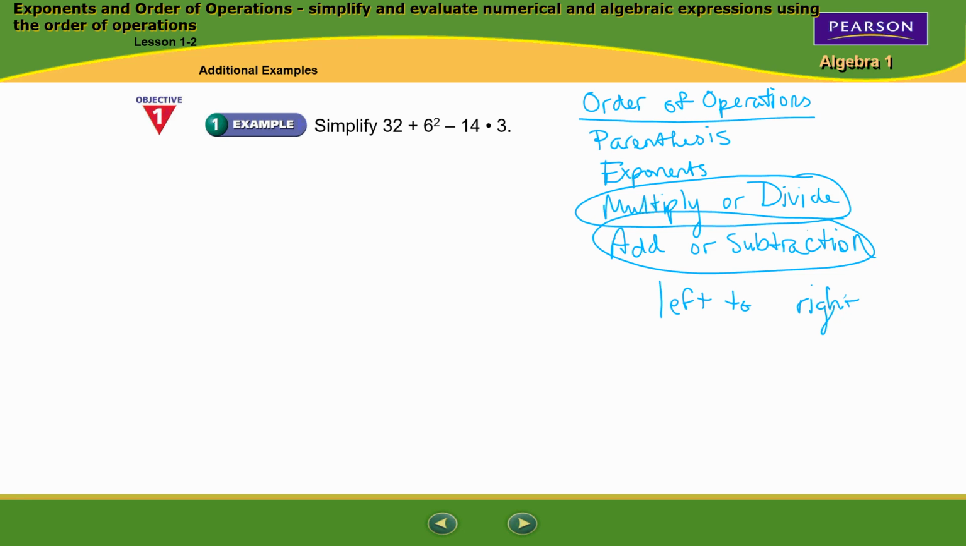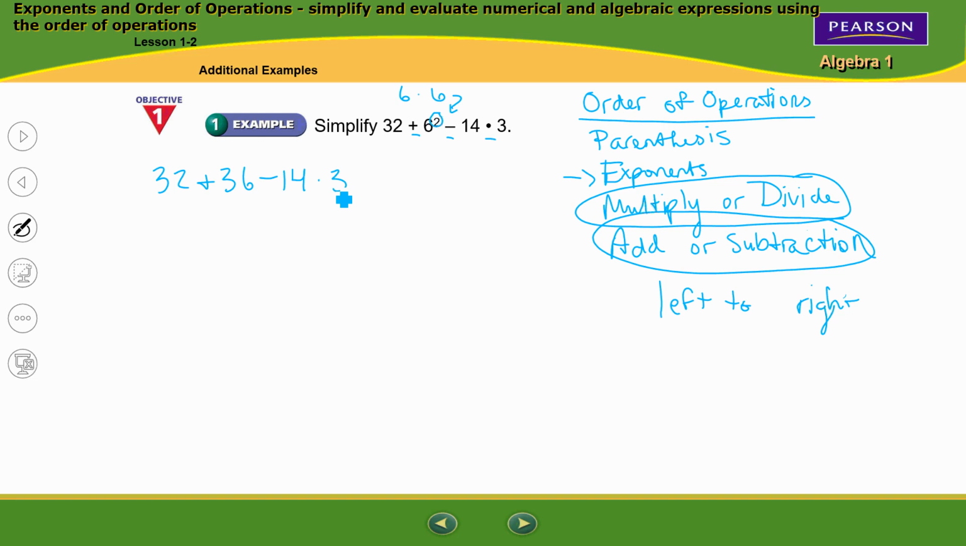Okay, so now we know the order of operations, or at least we are introduced to it. We want to talk about what we see. So I see addition, I see an exponent, I see subtraction, and I see multiplication. So what do I do first? I do exponents first. So 32 plus 6 squared. 6 squared is the same as 6 times 6, which is 36, minus 14 times 3.